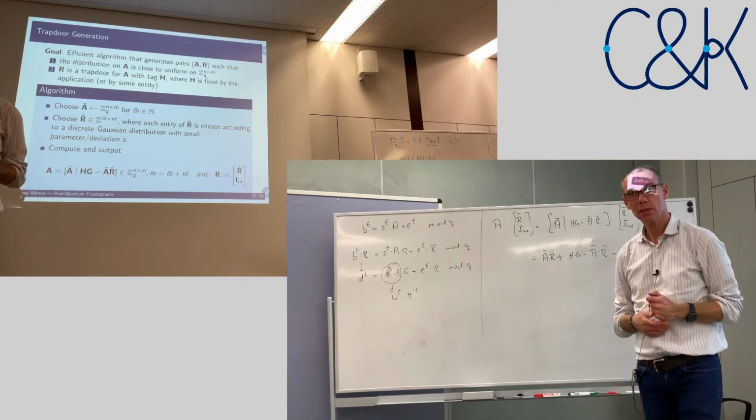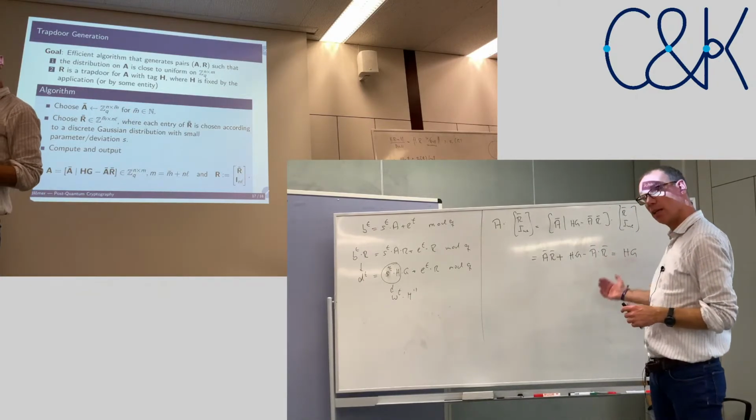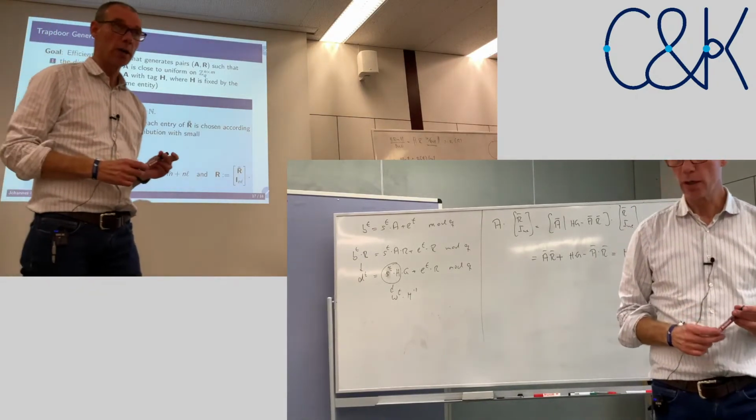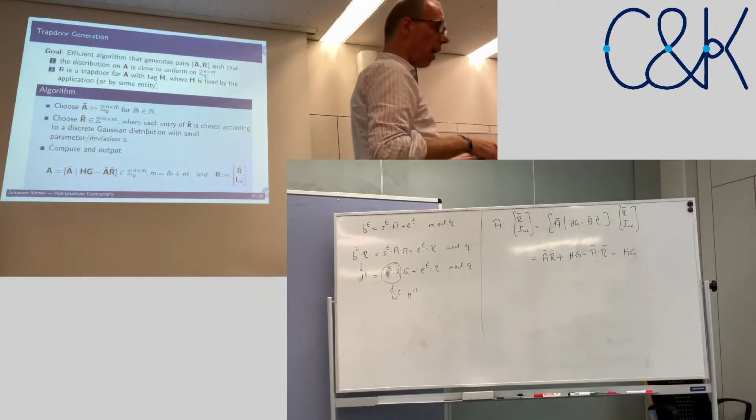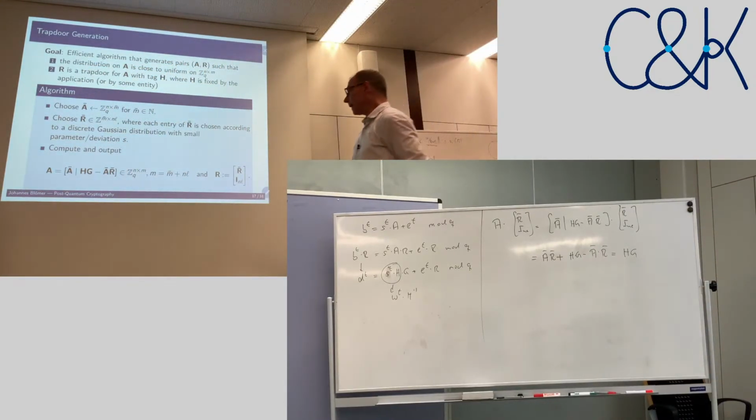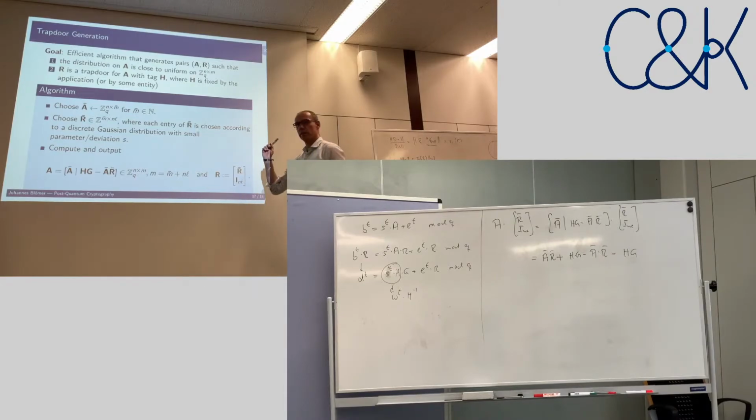Bingo. It's a trapdoor for this A with tag R. And usually people call this R bar the trapdoor, actually, because this INL is just a constant matrix, obviously. Okay. So part 2 is guaranteed.